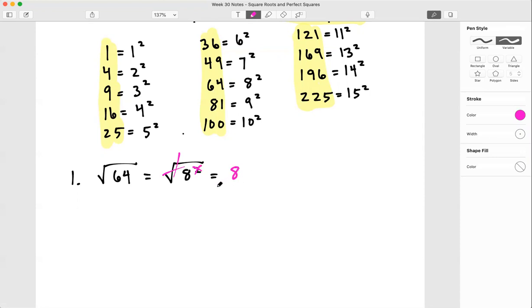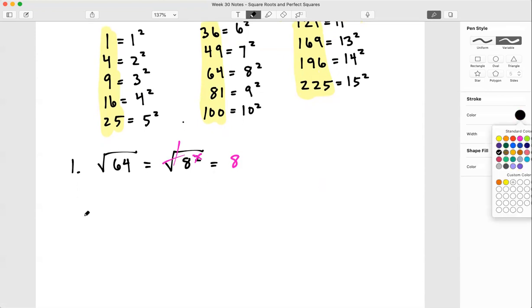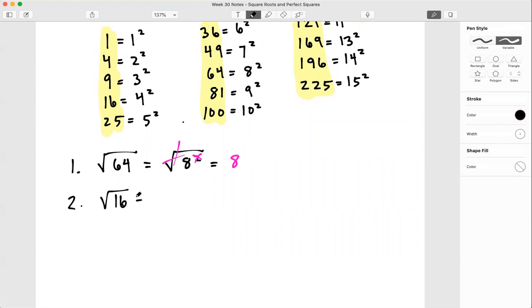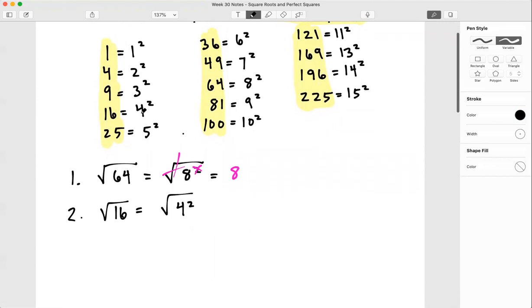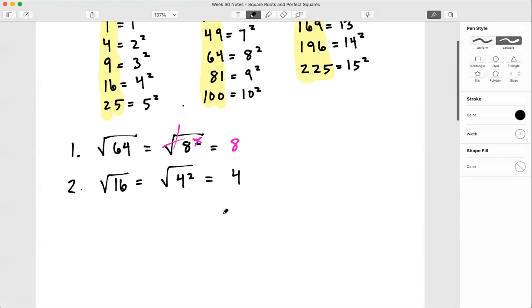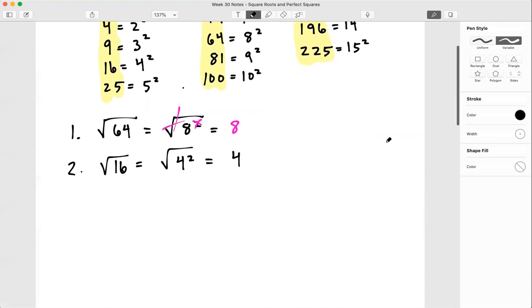Okay, so let's try another one. The square root of 16. Well, what does that equal? That's the same as the square root of 4 squared. Now you can look at your chart if you ever forget what the square root of 16 is, or what squared equals 16. But we just cancel out the radicand, the square root symbol, and the squared, and we're just left with what's inside, which is 4.